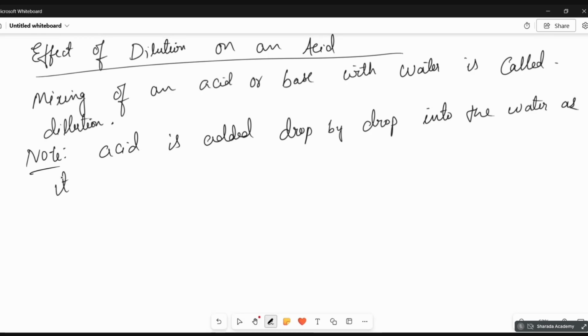as it is highly exothermic in nature. You should not add water directly into the acid, so that the whole acid starts reacting. That's why you should add the acid drop by drop into the water, since it is a highly exothermic reaction.